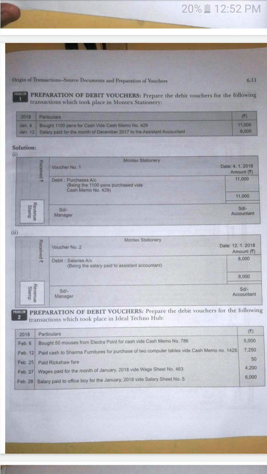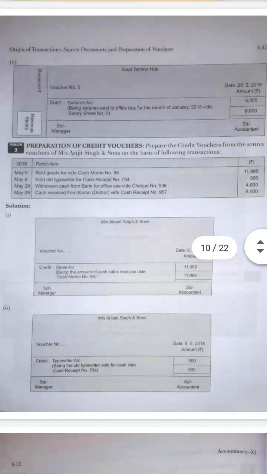So you will be able to do all the vouchers. It's the sixth problem; up to the sixth problem you can do. The first two problems relate to the debit vouchers, and the third problem relates to the credit voucher. A credit voucher is nothing but the cash receipt. Understood? So you have to know which account is to be credited. So you have to analyze.